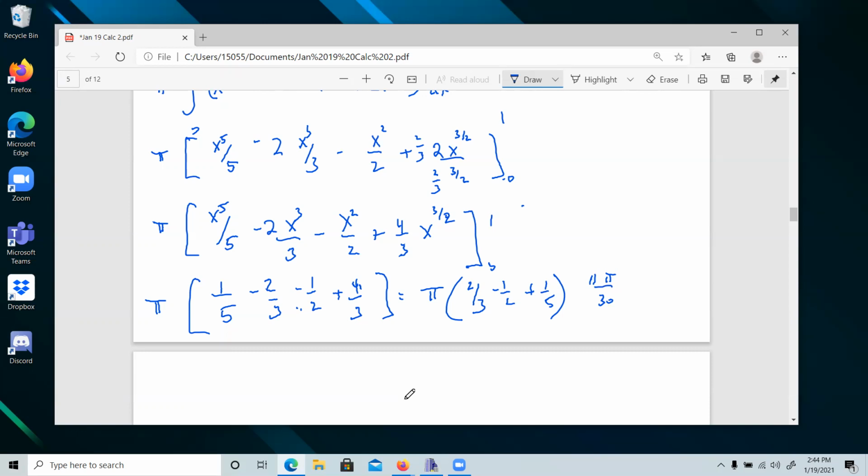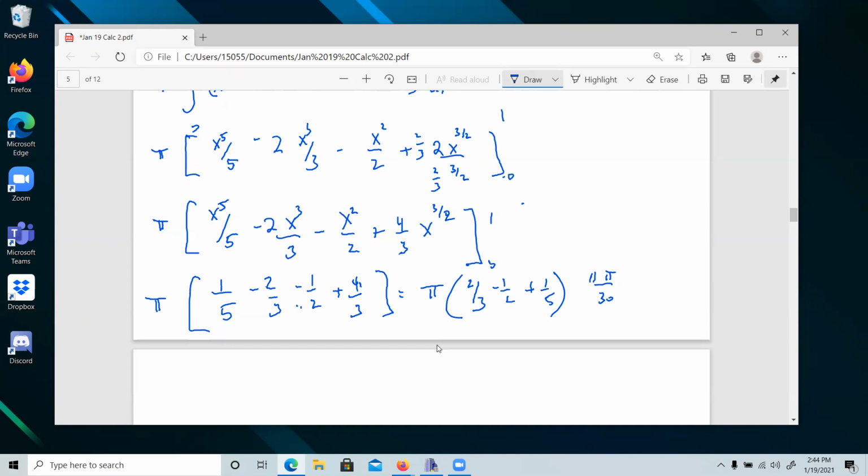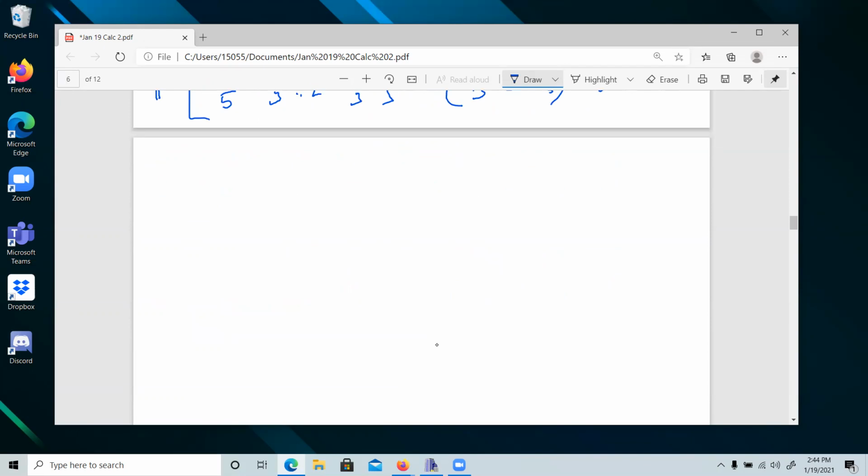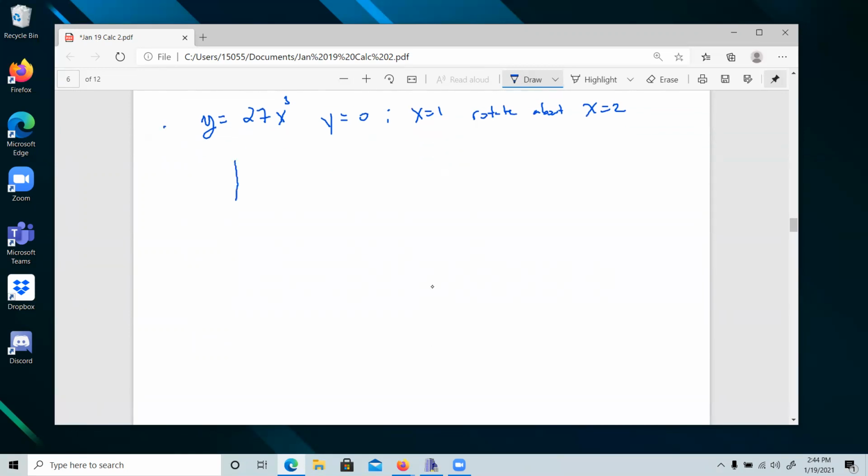All right. Let's see here. I don't want to go too much longer, but let's do one more just for the sake of getting that done. So this is y equals 27x cubed. And we're going to go from y equals 0, we're going to have x equals 1, and we're going to rotate about x equals 2. What does the line x equals 2 look like?